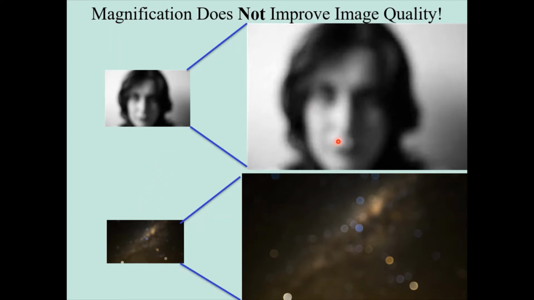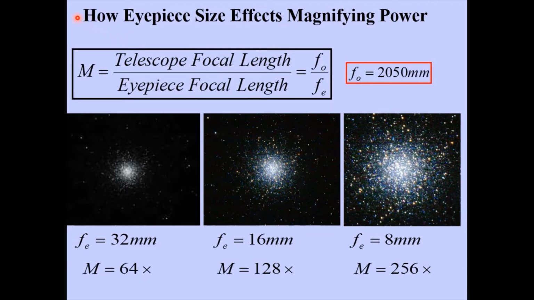We can always zoom in on an image later to make it larger. So let's see how the eyepiece size affects the magnifying power. Here's our formula for calculating magnification again. For the telescope I took these pictures with, the telescope focal length, FO, is 2,050 millimeters. That's 2.05 meters, meaning it's about 6.5 feet tall.